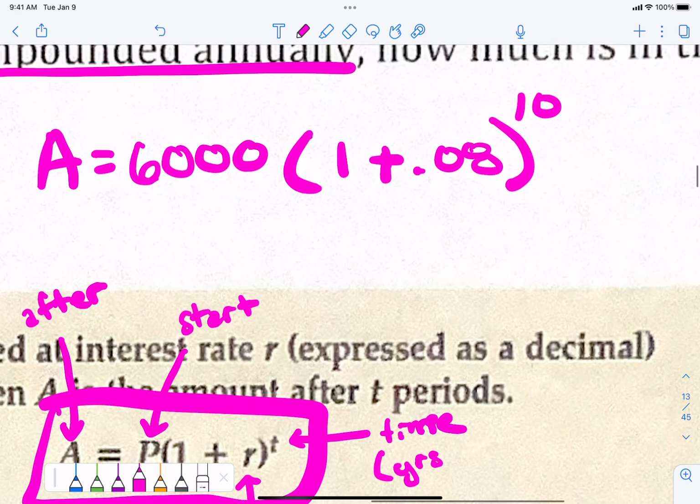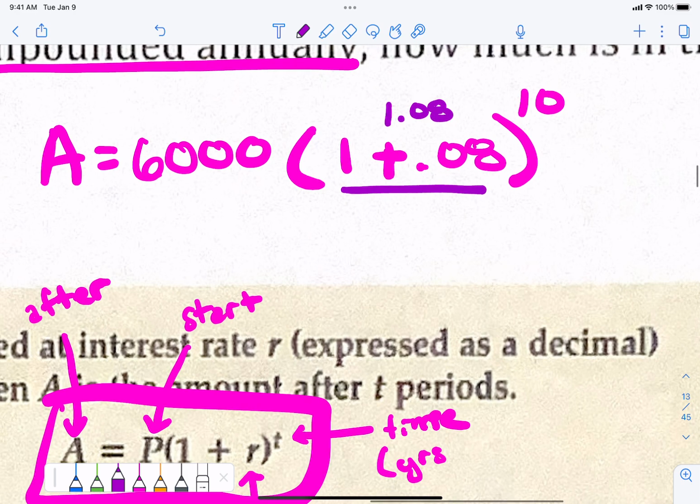Now, when you go to type this in your calculator, it wouldn't be a bad idea for you to do this part in your head, right? What is 1 plus 0.08? Okay, that's going to save you a couple keystrokes on your calculator, okay? So practice typing that in. 6,000 times 1.08 to the 10th power. And the after amount should be something more than 6,000. I don't know, maybe like 8,000 or 9,000, something like that.